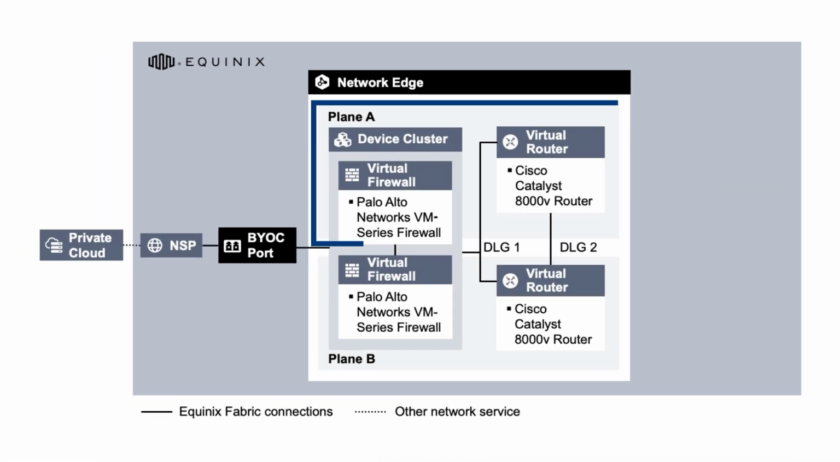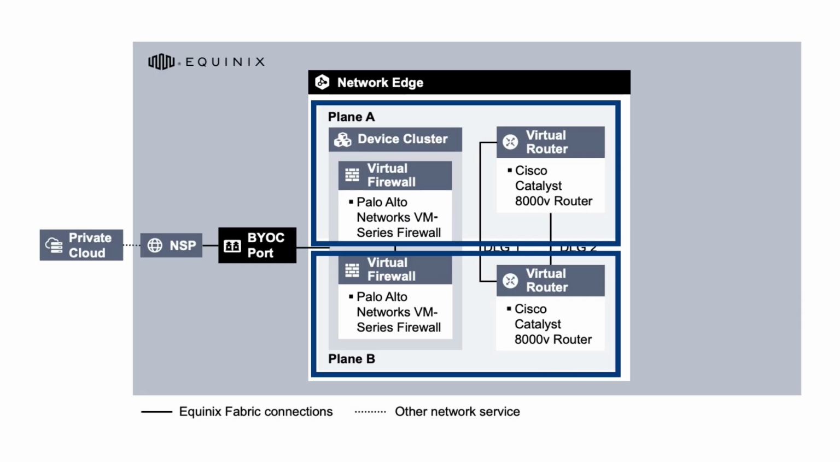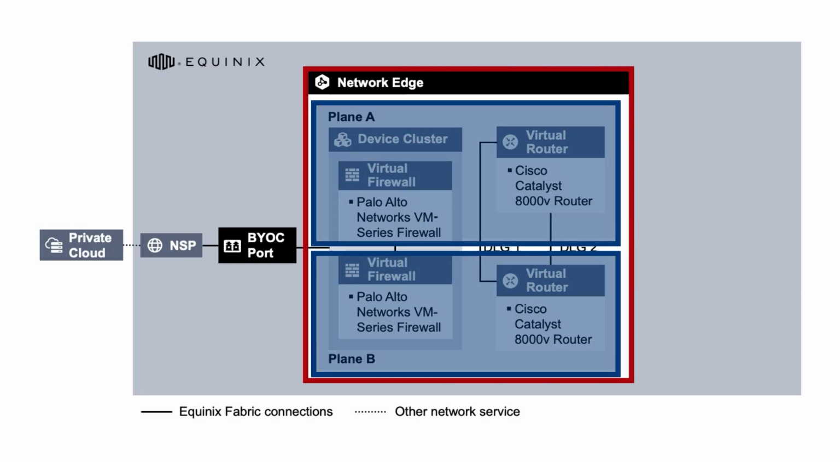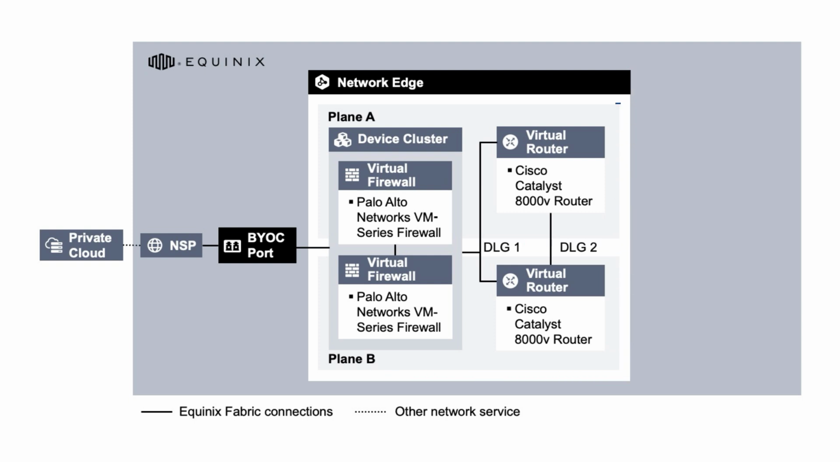Now, when we say plane A and plane B, we're talking about two completely independent physical planes inside the Equinix Network Edge environment. Each plane has its own compute, storage, power, and network connectivity. So when you deploy a redundant pair of devices, one sits on plane A and the other sits on plane B. That's real physical diversity. It's not just virtual clustering or something like that. So if plane A ever experiences a fault, plane B continues without disruption.